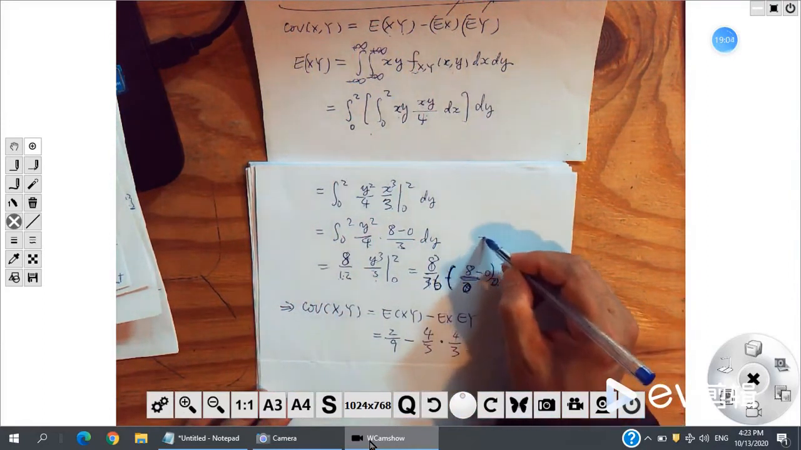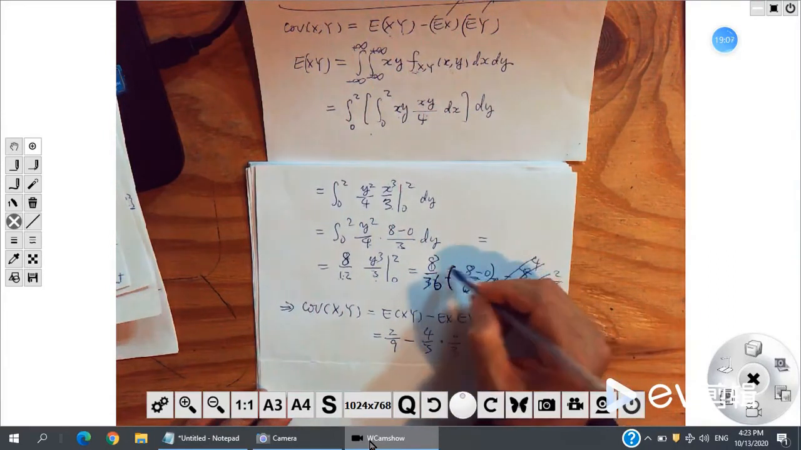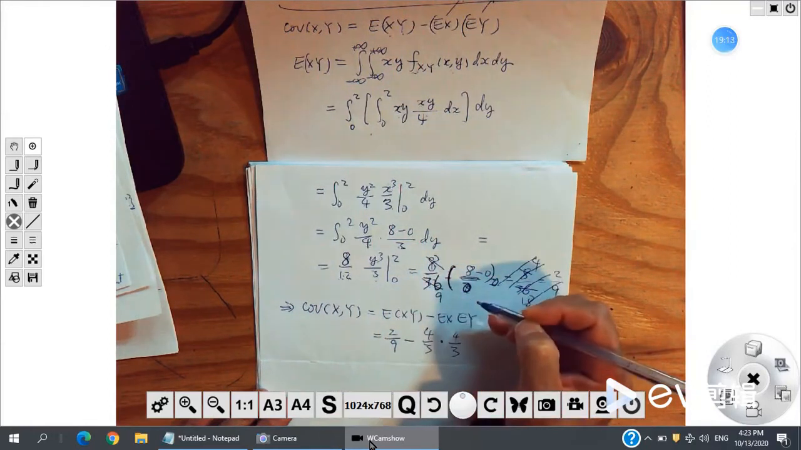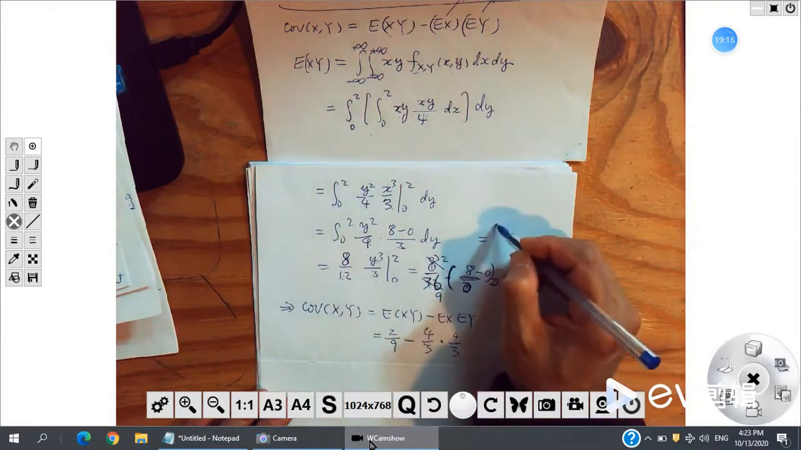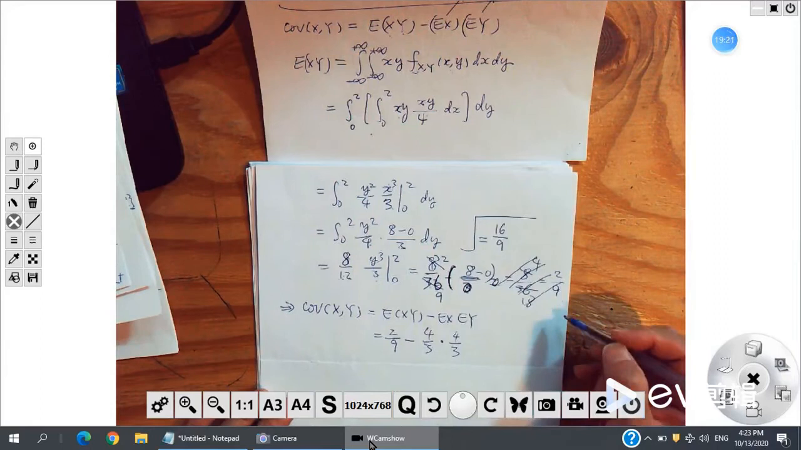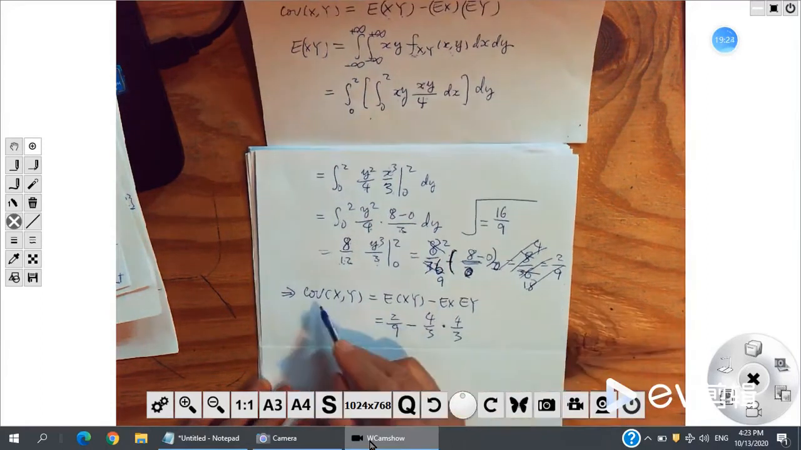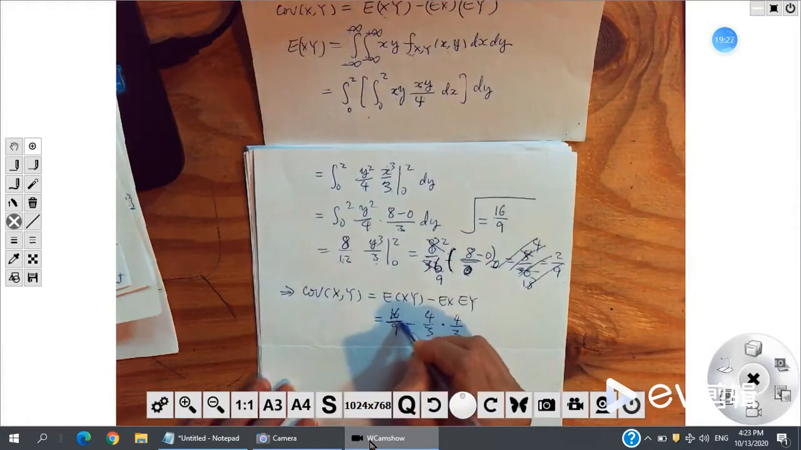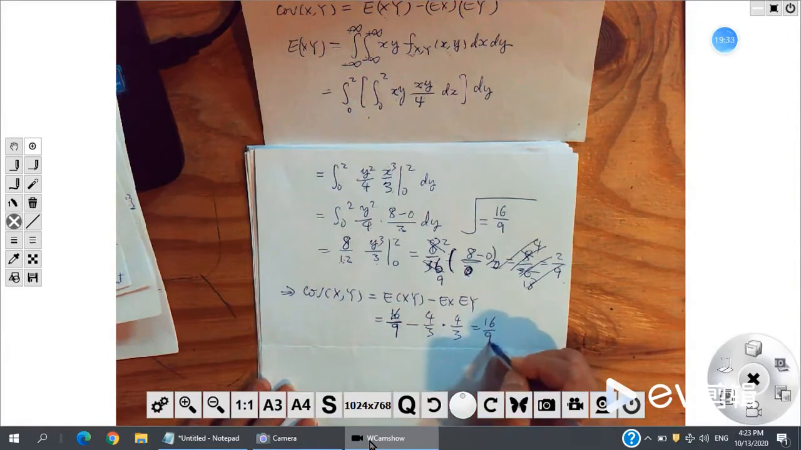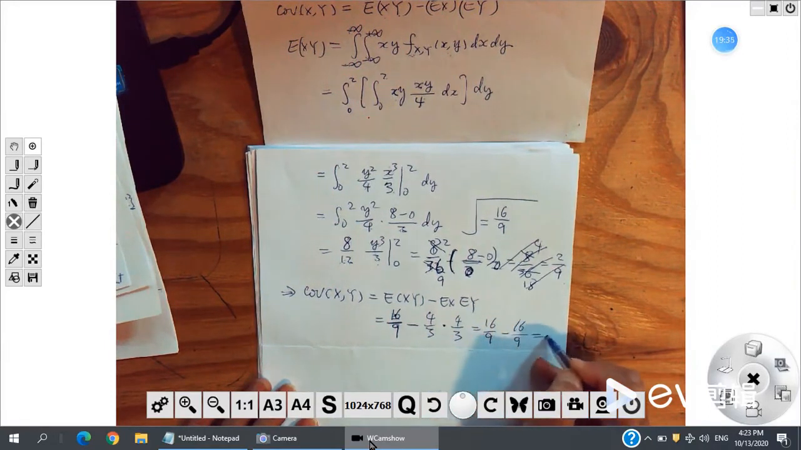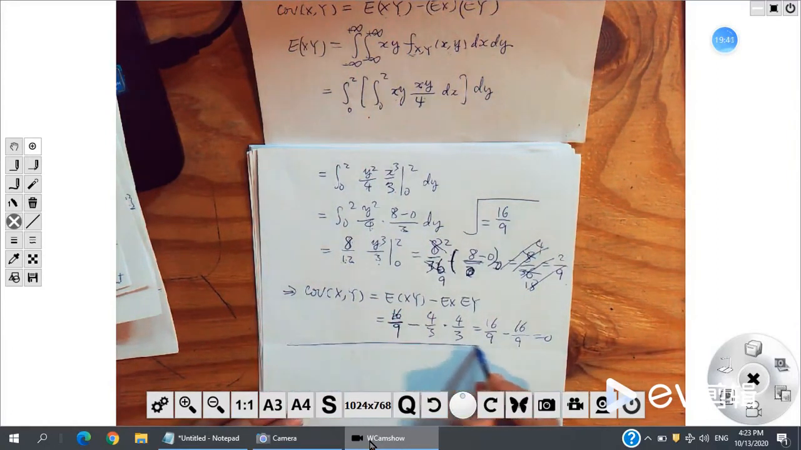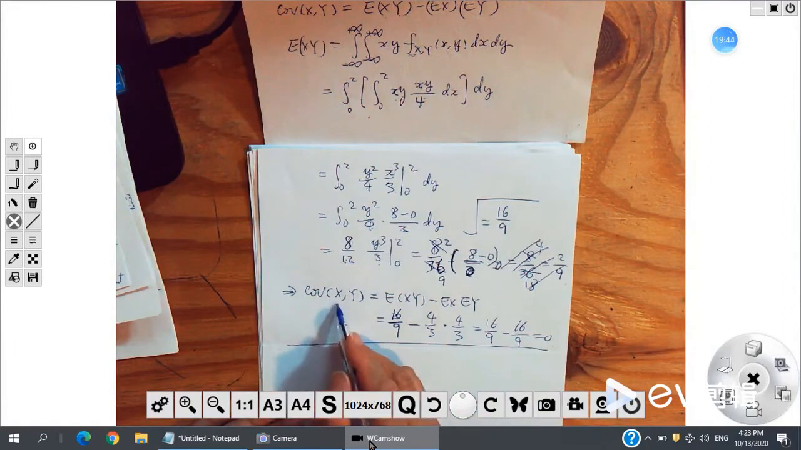So this will be 8. Okay, I divide by 4. 4 9s is 36. This is 2. 2 times 8 is 16 over 9. Okay, we have this. This is the E of XY. Then the covariance will be 16 over 9 minus 4 over 3 times 4 over 3. That will be 16 over 9 minus 16 over 9. We get 0. Okay, this is correct. So we have the covariance of these two variables, x and y. This covariance is 0.